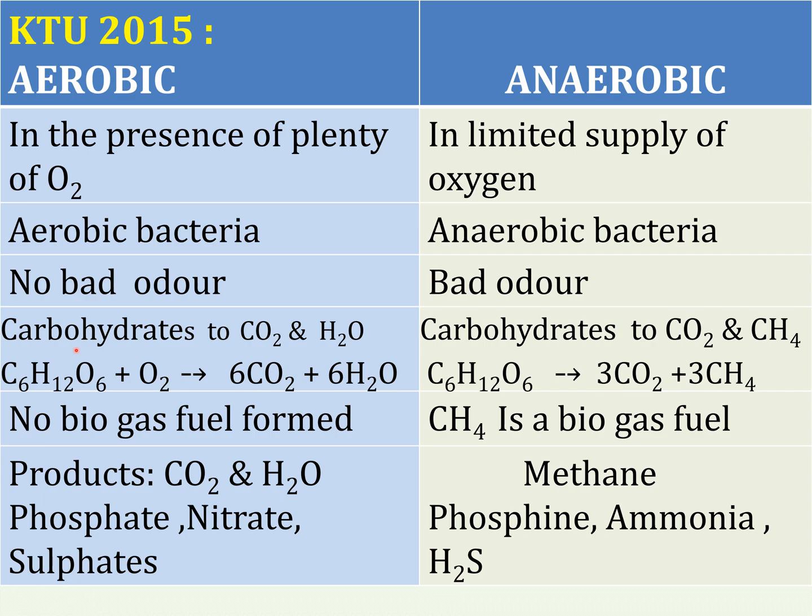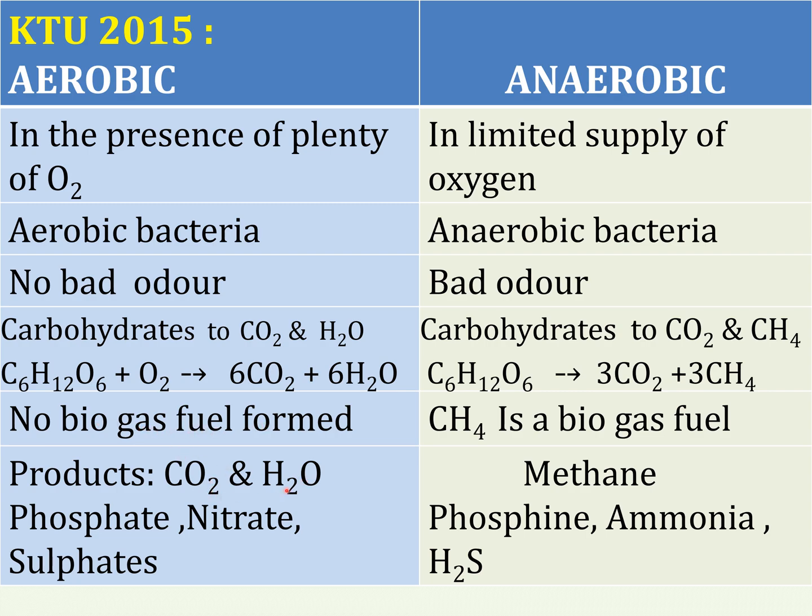Now, what about the oxidation products? If it is aerobic oxidation, carbohydrates, which contain plenty of carbon and hydrogen, will be oxidized to carbon dioxide, hydrogen to water. Whereas in the case of anaerobic process, mainly carbon will be oxidized to methane, CH4, hydrogen rich, not oxygen rich. Well, this methane can be used as a biogas. Whereas in aerobic bacteria, no methane is produced, so no biogas fuel is formed.